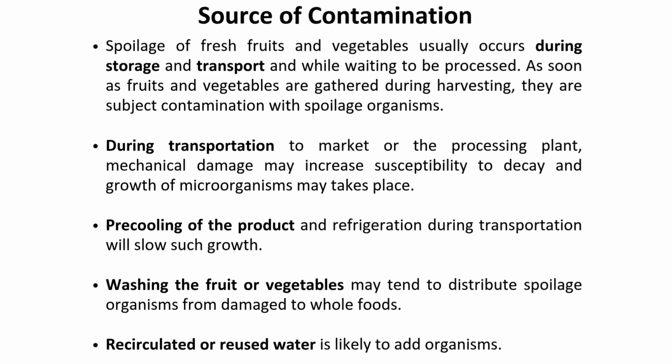From the moment they are harvested, they are subject to contamination. During transportation, mechanical damage can increase susceptibility to decay, allowing microorganisms to grow. Pre-cooling and refrigeration during transit can slow this growth down. Washing the produce might seem helpful, but it can actually distribute spoilage organisms from damaged items to whole ones. And if the water is recirculated or reused, it's likely to add even more organisms. So where does this contamination come from?